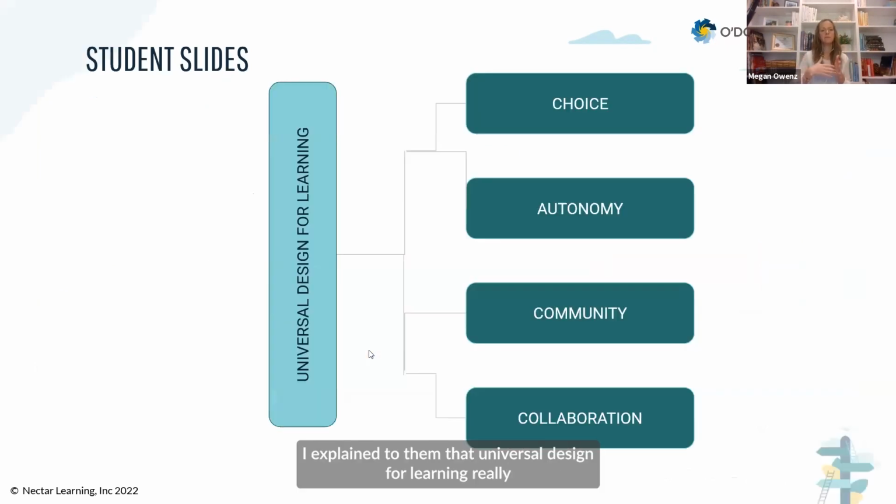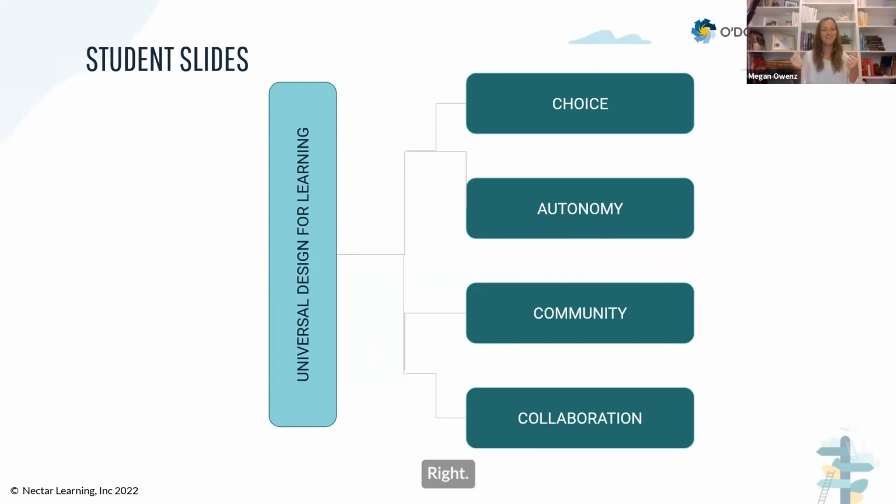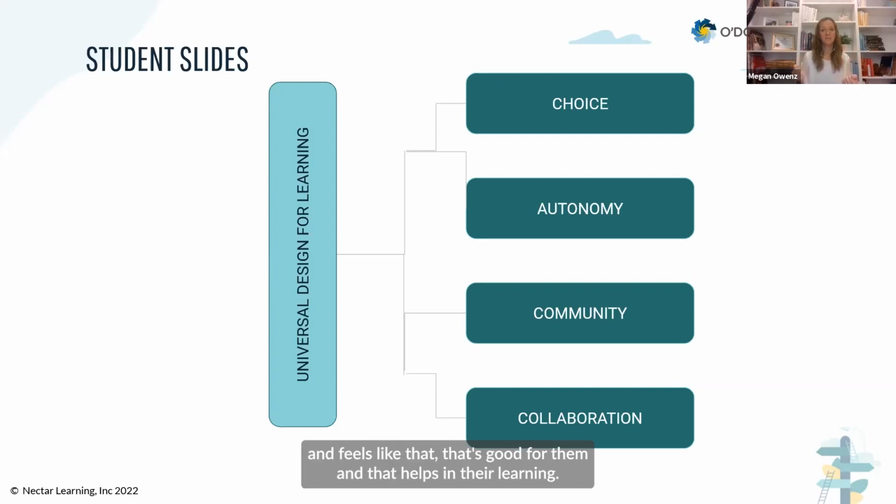I explained to them that universal design for learning really emphasizes choice. Right. And so when they got into their small groups and they were talking about, for example, whether to have quizzes or not, or whether to have a test or not, it didn't have to be either/or, right? So a student who performs really well on tests and feels like that's good for them and that helps in their learning, they could still have that.